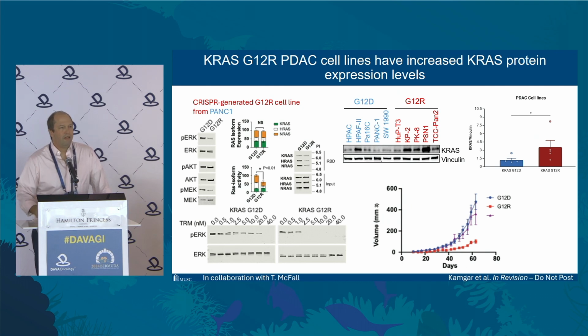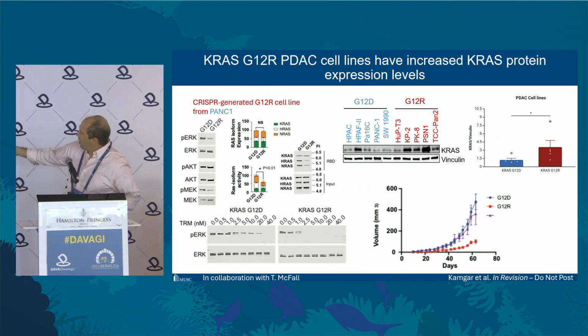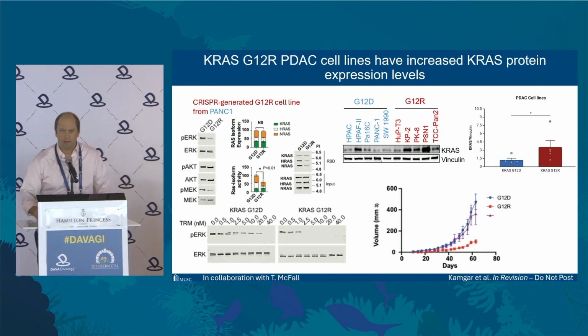Going back to the pancreatic cells, we think that the mechanism that allows G12R to overcome this inability is the overexpression of KRAS. Shown here, we have the G12D cells and the G12R cells, and we're just probing for KRAS expression. You can easily see that G12R cells tend to have a higher overall RAS protein expression level. So again, that defect is overcome by elevated expression of the G12R mutant.